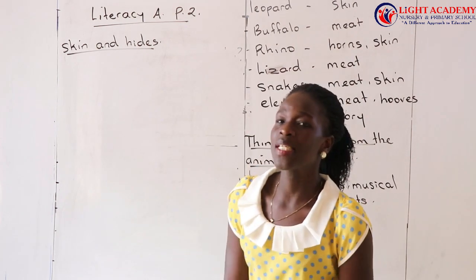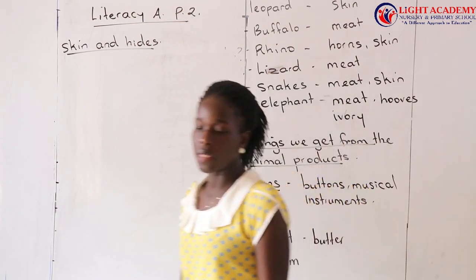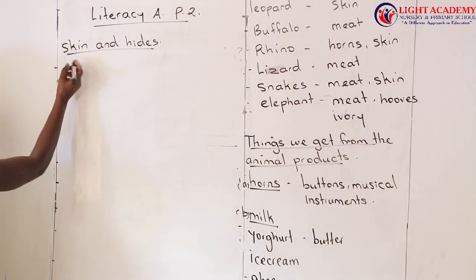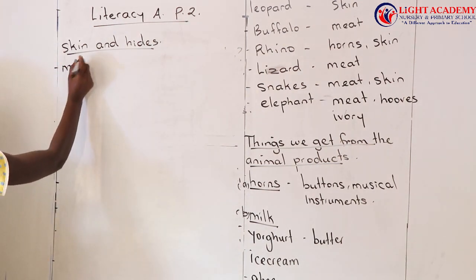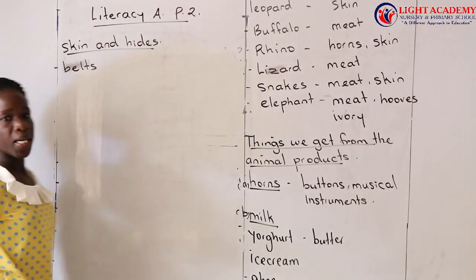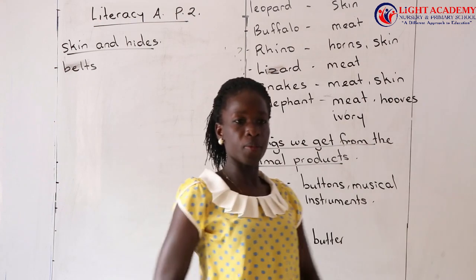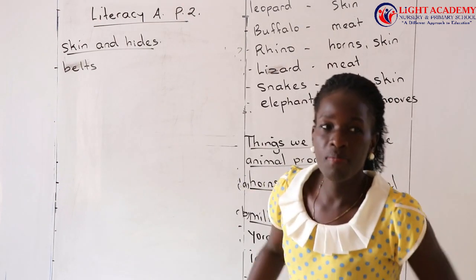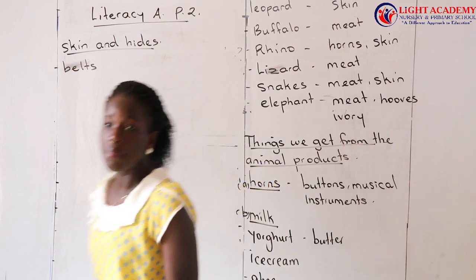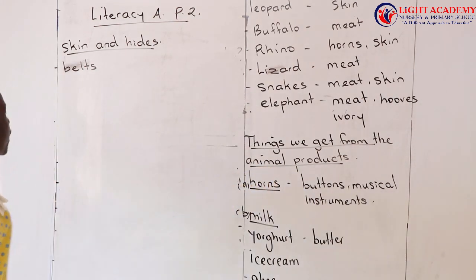There are so many things that you get from the skin of an animal, or the hides of an animal. One, from the skin, we get what you call bells. People make bells out of the skin. People can make bells, these bells that people tie around their waist. Most men, they tie it on their trousers, even women have them. They are made out of animal skin.